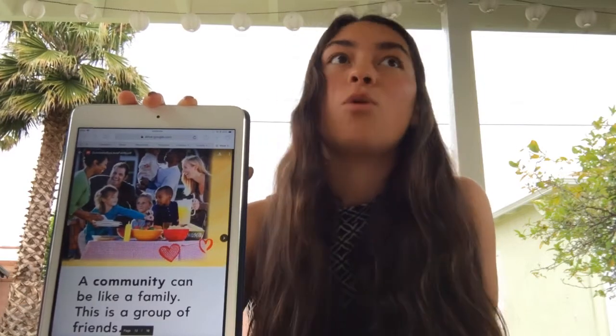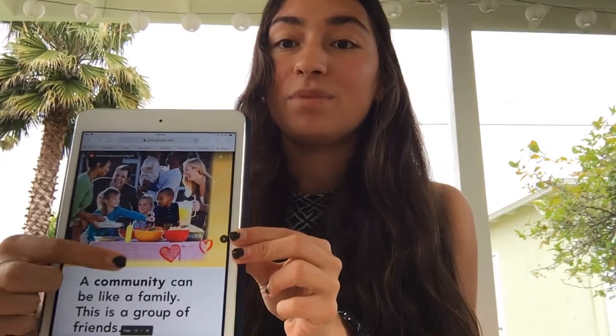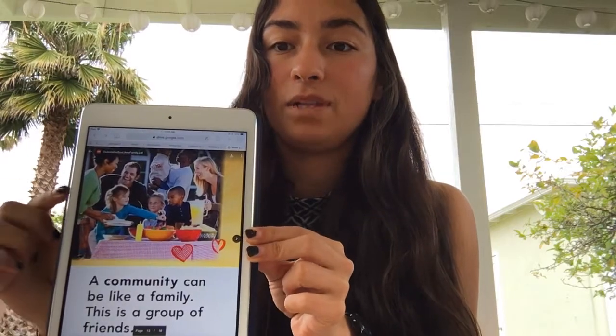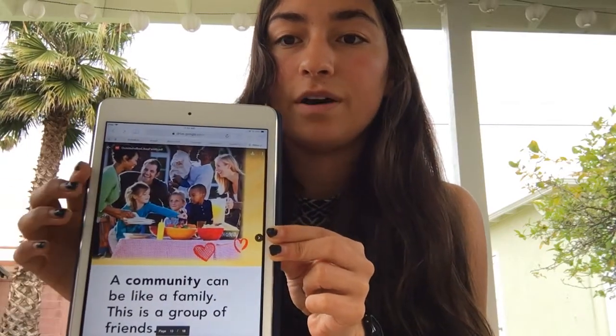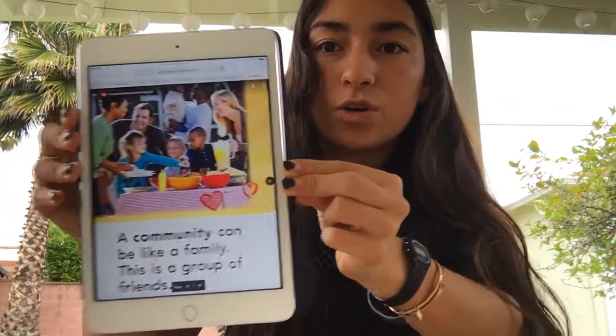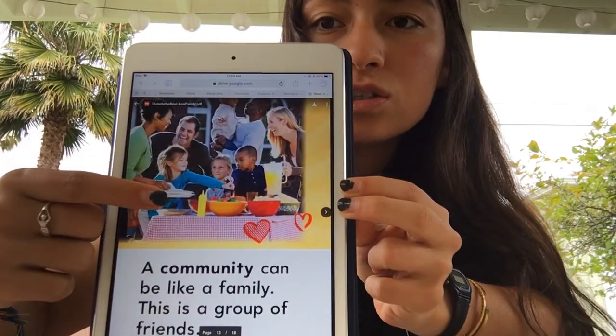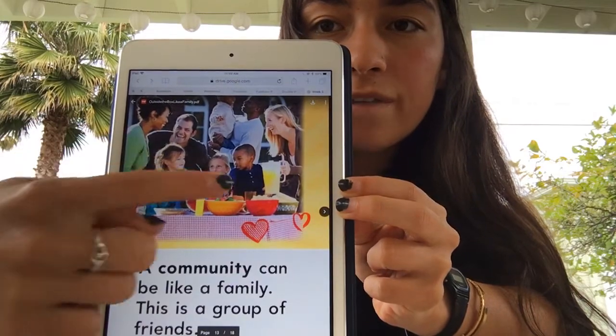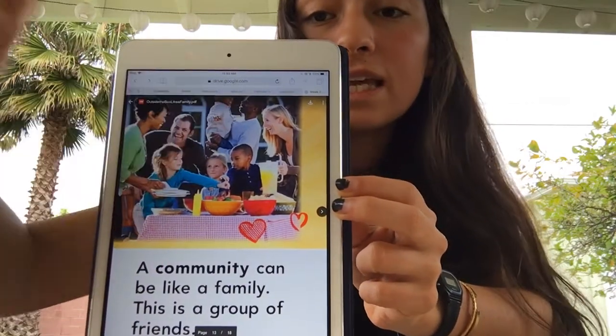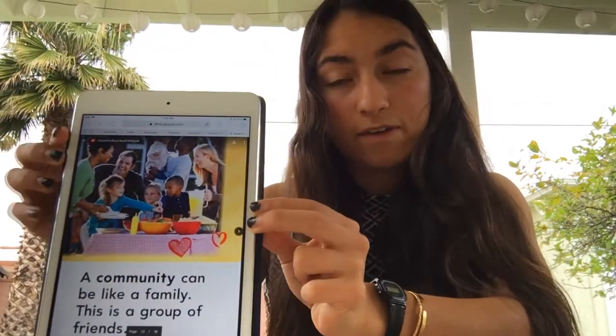It's smaller than the whole world. But people also talk about a global community. So it's just a group that you're a part of. A community can be like a family. This is a group of friends. So a group of friends can be like a community. Let's see how many people are in this family. 1, 2, 3, 4, 5, 6, 7, 8. Do you think this is a big family?